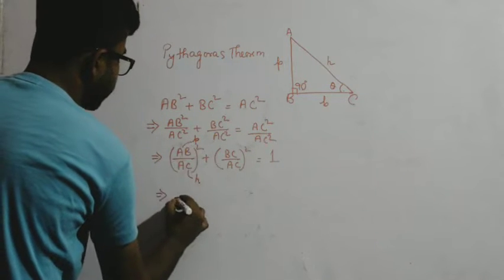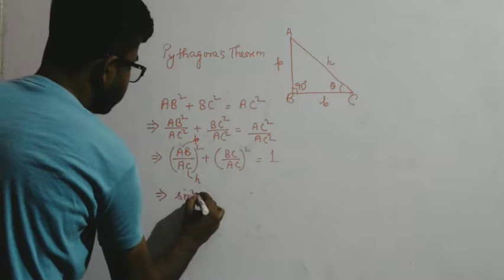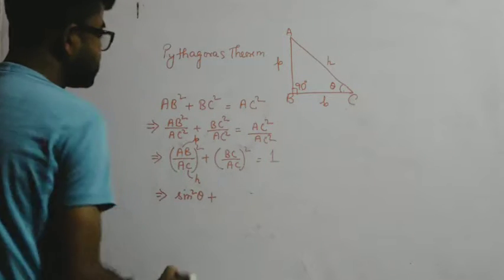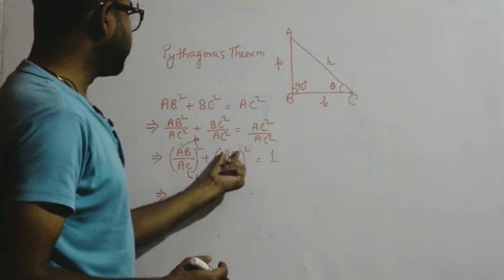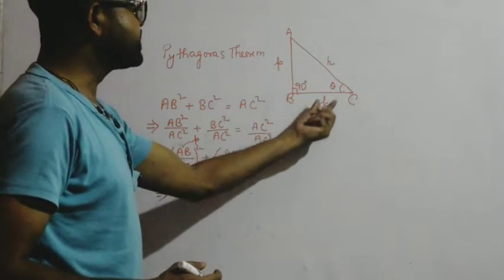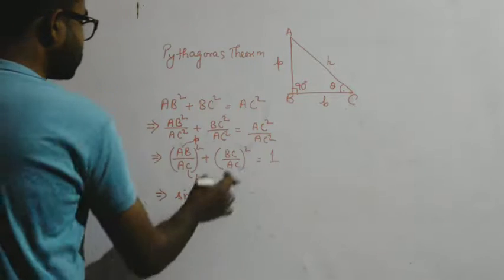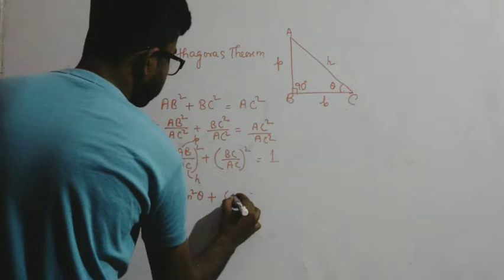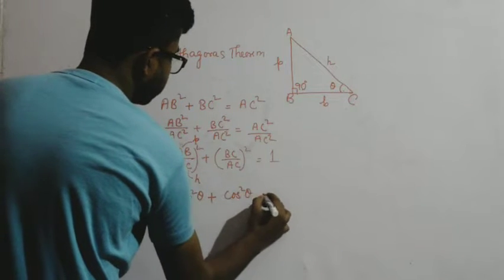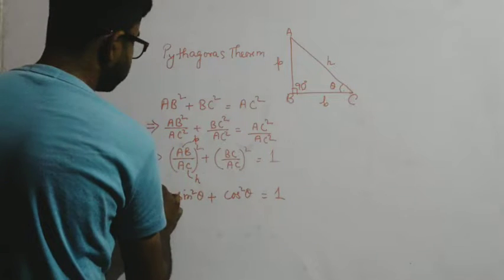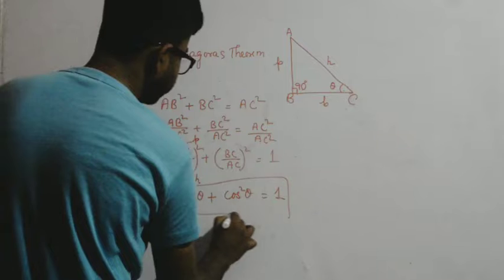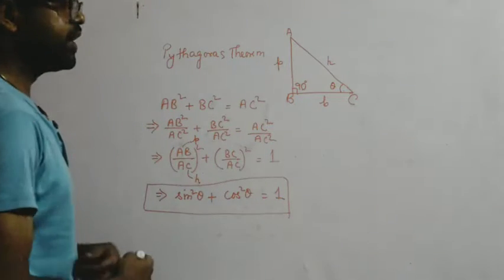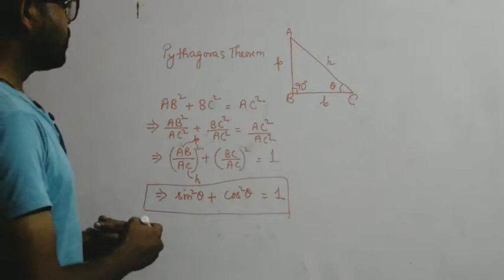And since this is squared, you write sine square theta, plus BC is the base, and the ratio of base and hypotenuse is known as cos, and since this is squared, you write cos square theta, which is equal to 1. So this is one important identity: sine square theta plus cos square theta is equal to 1.